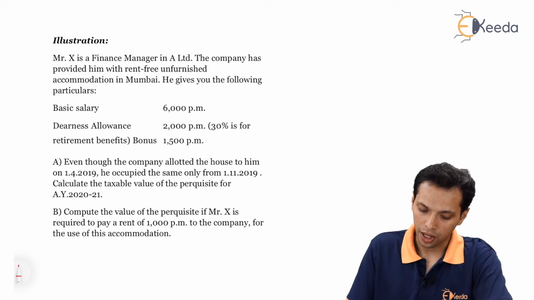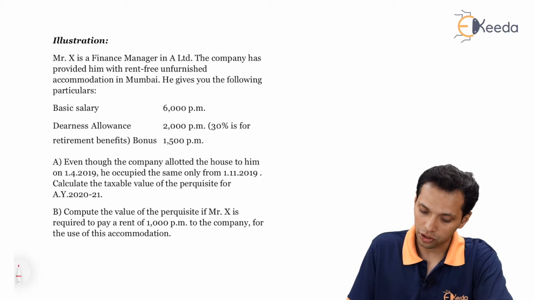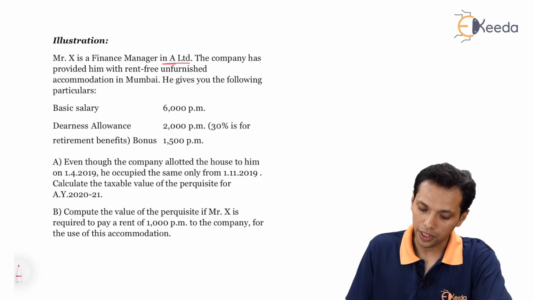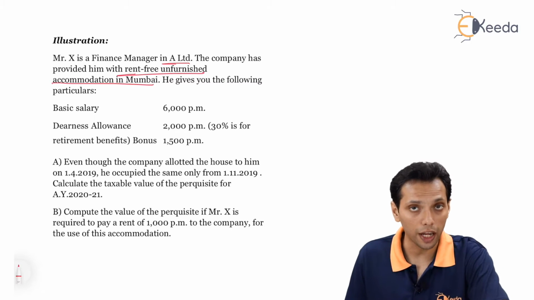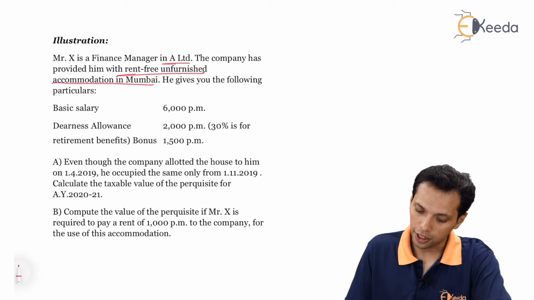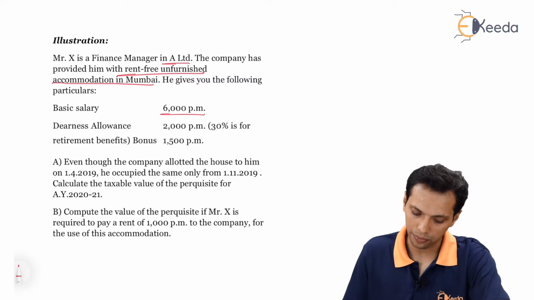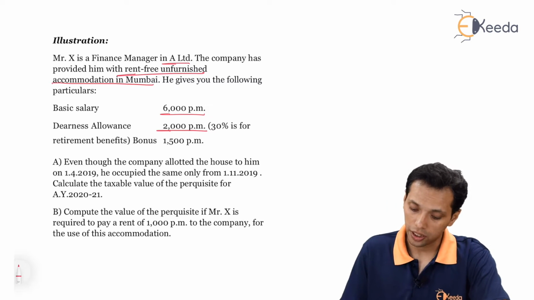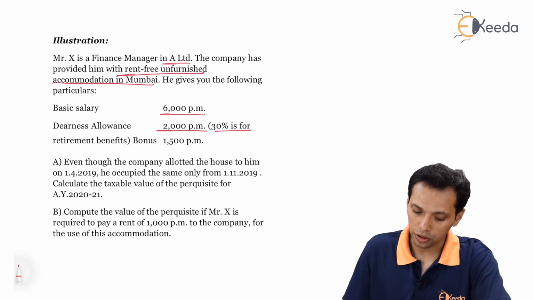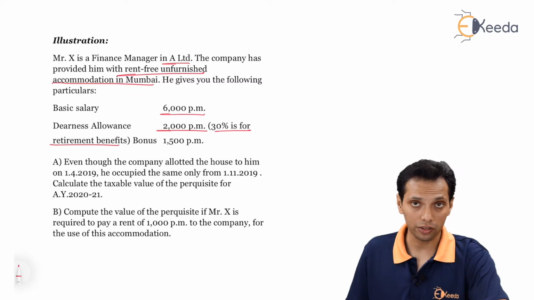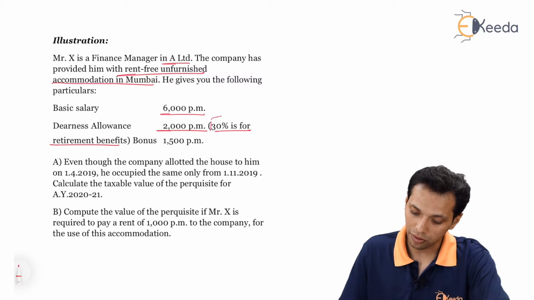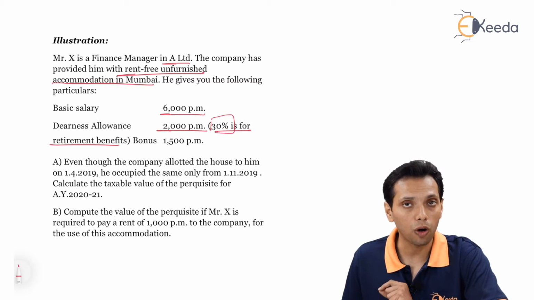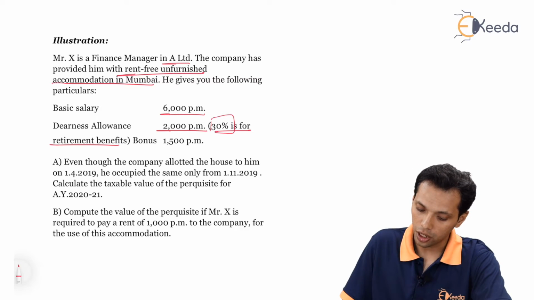Now we will move on to the illustration part, wherein on the screen you can see the illustration. Mr. X is a finance manager in A Limited. The company has provided him with rent-free unfurnished accommodation in Mumbai. He gives you the following particulars: basic salary is 6,000 per month, dearness allowance is 2,000 per month, out of which 30% is for retirement benefits. So only 30% will be calculated for the purpose of calculation of salary.